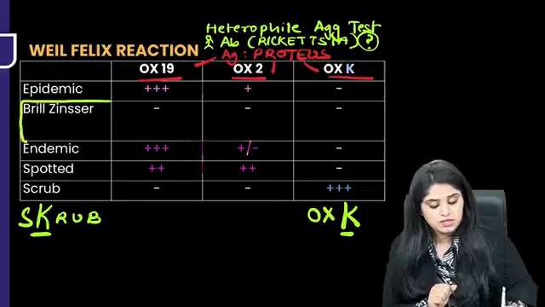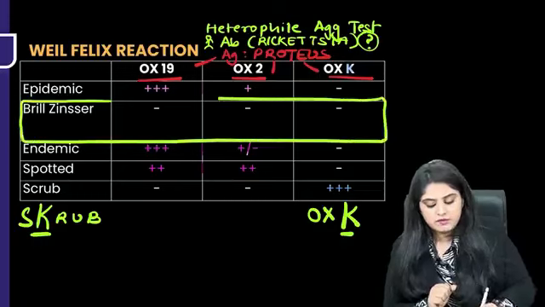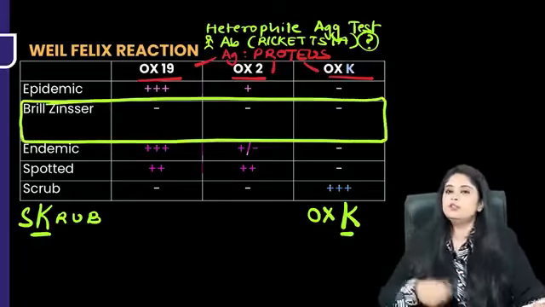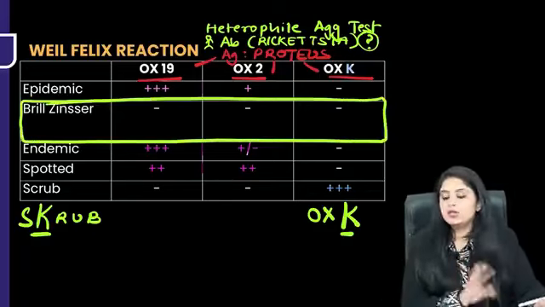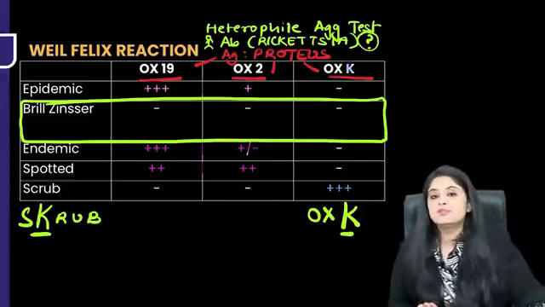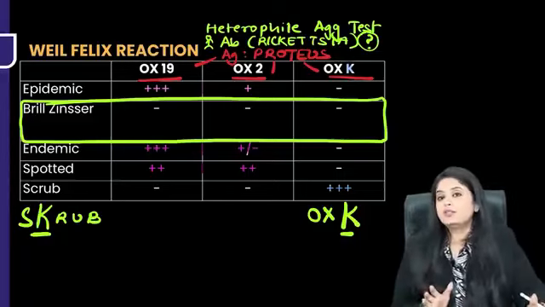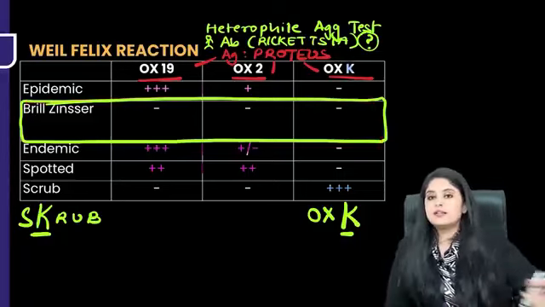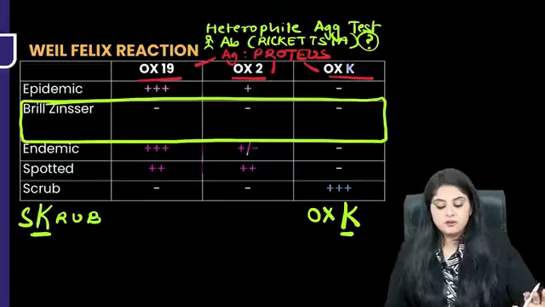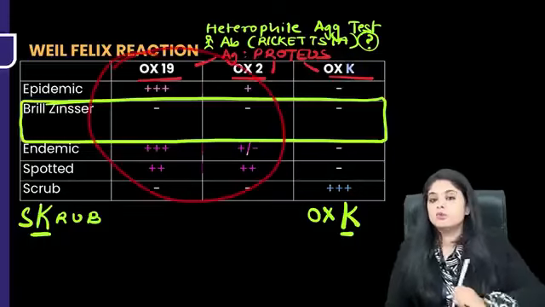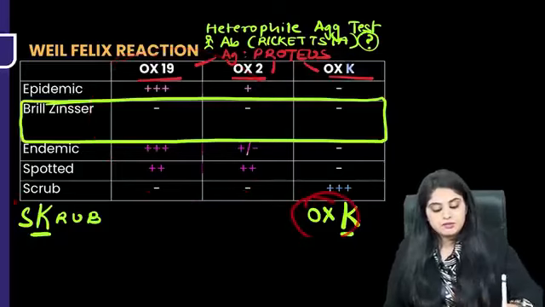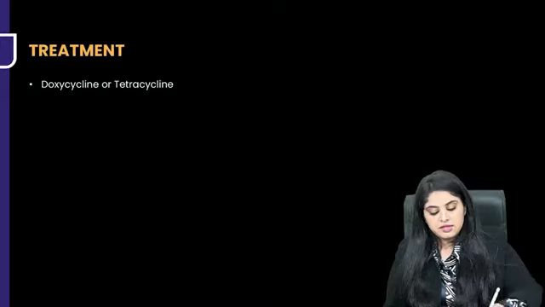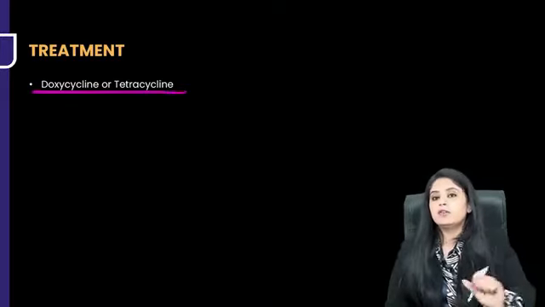And that one that sleeps and wakes up, remember? The one that slept off and then woke up, the recrudescent Brill-Zinsser disease, is going to show you none of these. That is the sleeping and waking one, which is busy on its own. Not going to show you any of these. I end up telling you such useless stories at times, but there is possibly no other way to learn bacteriology. So that one is separate, not going to get involved in this test. All the others are going to show you OX2 and OX19, and scrub typhus is going to show you OX-K. Finally, the treatment is going to be doxycycline or tetracycline, and one part of your rickettsia is over.